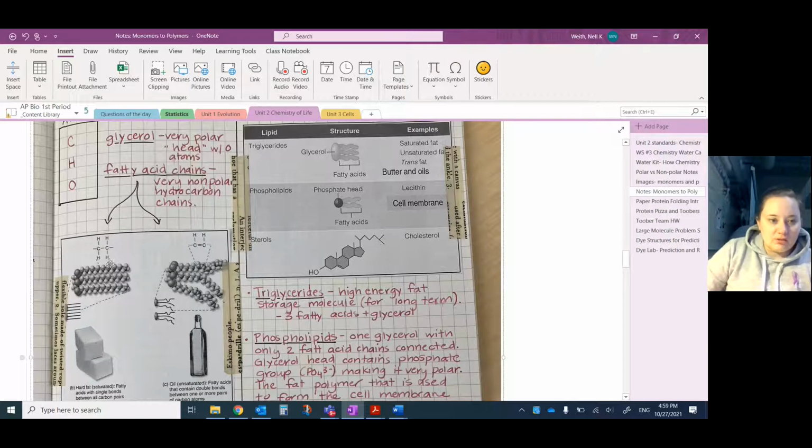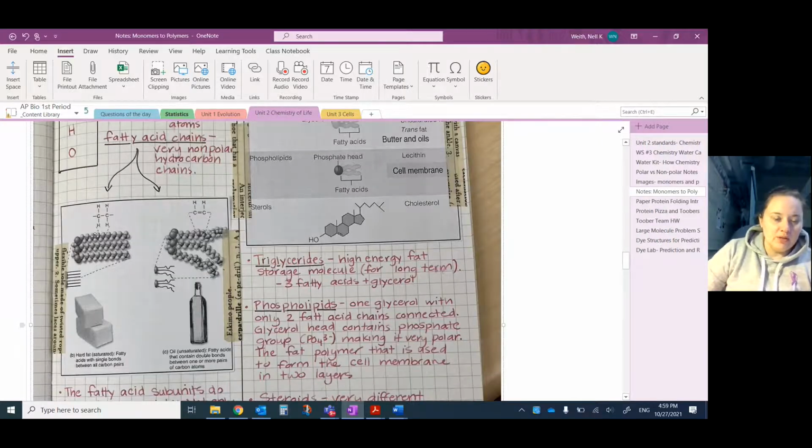So in the model here, this image of the butter, you've got 3 chains.